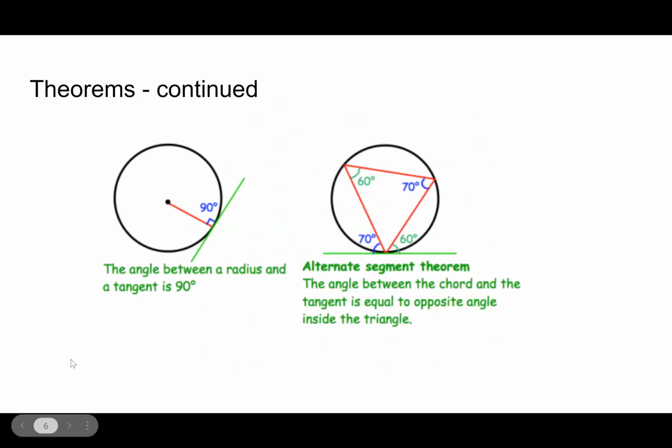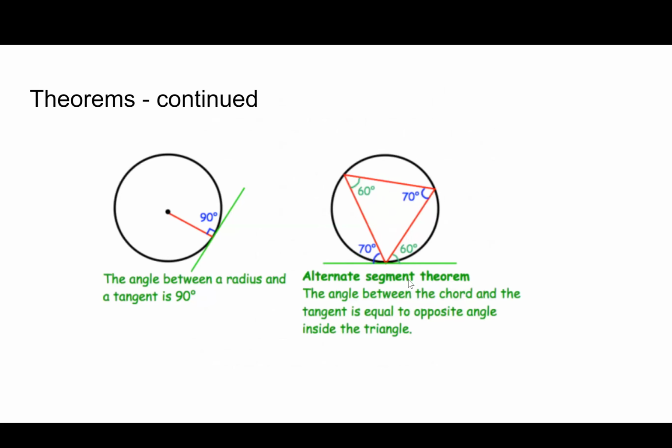Okay, so moving on. These are also theorems that we saw last week. The angle between a radius and a tangent is always 90 degrees. And the alternate segment theorem tells us that the angle between the chord and the tangent is equal to the opposite angle inside the triangle. If you look here, let me just annotate this real quick. You'll see that the blue angle is equal to the blue angle on top here, right? And the green angle, 60 degrees, is equal to the angle here, 60 degrees.